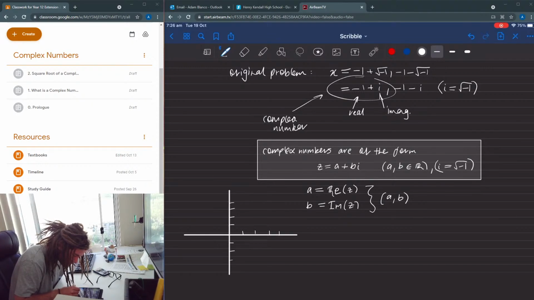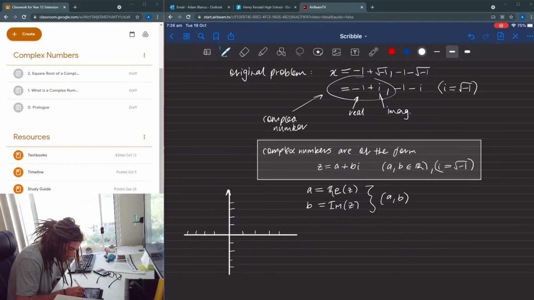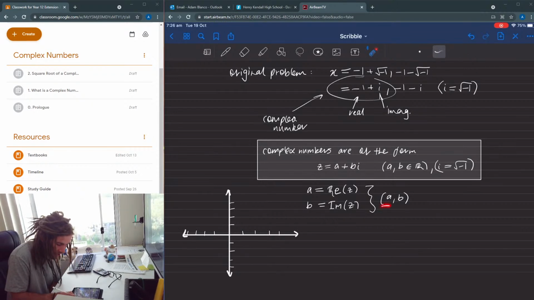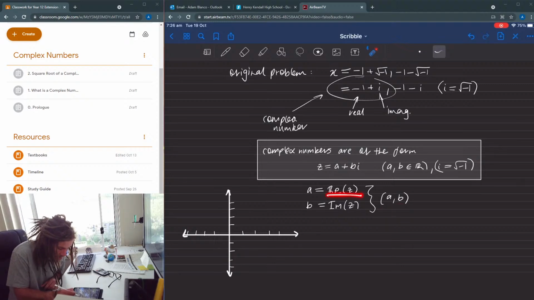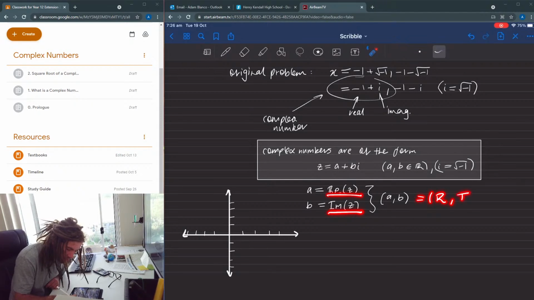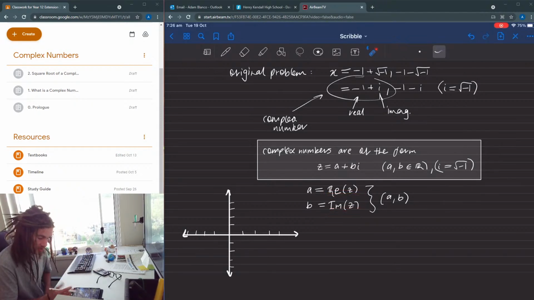Okay, I should have drawn this on the line. Oh well. Now we kind of need different names for our axes, because in our ordered pair here, this a and b, we're not looking at an x and a y value, are we? We're looking at a real and imaginary part.